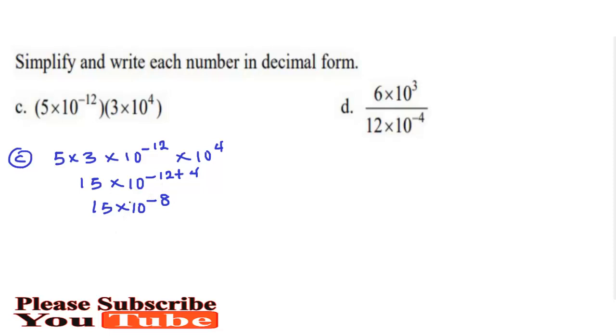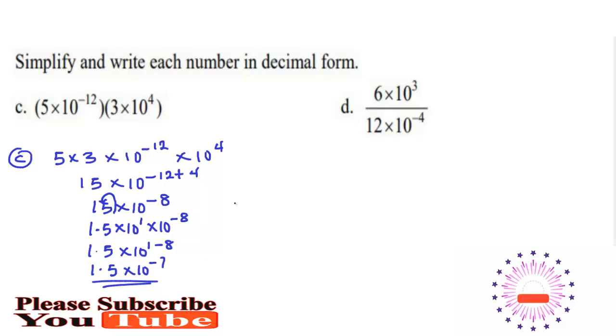8. But this is not yet in scientific notation because basically the decimal point is here. So we can move it to the left, meaning that it will carry a positive power. So this can be written as 1.5, right, times 10 raised to power 1 times 10 raised to power minus 8. And that will give us 1.5 times 10 raised to power what? 1 minus 8. The same base, you add the power. So that will give us 1.5 times 10 raised to power minus 7. All right, so that is about that.